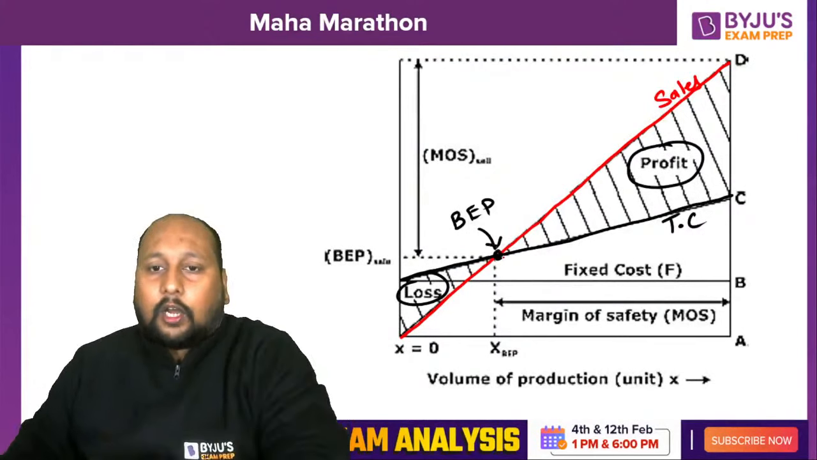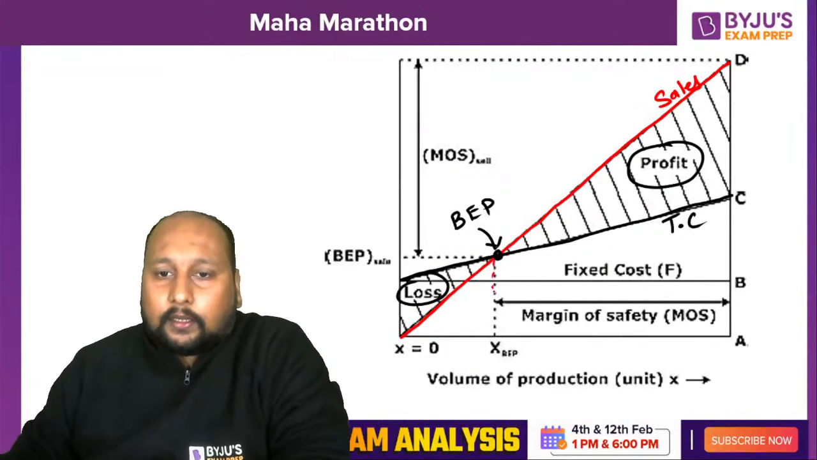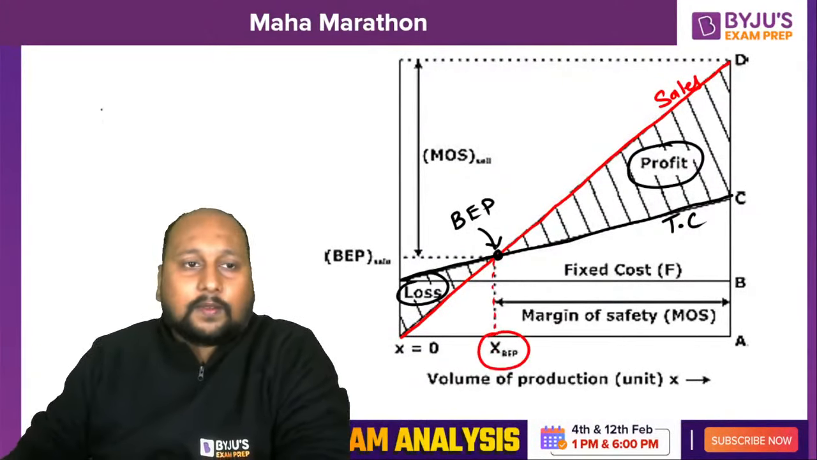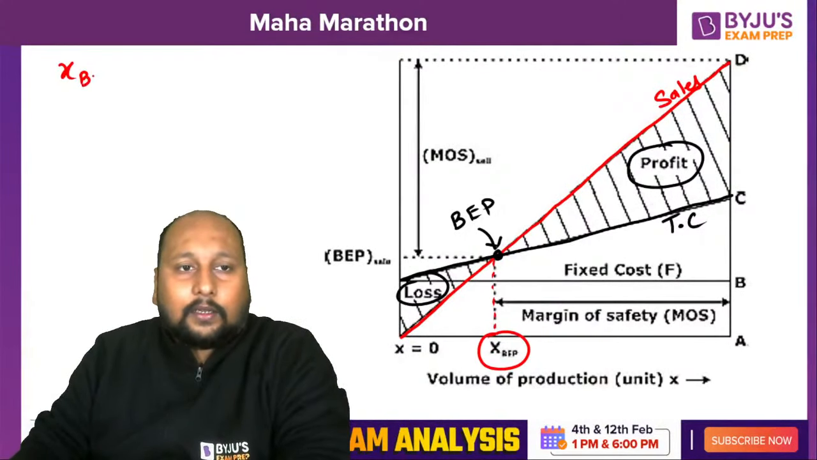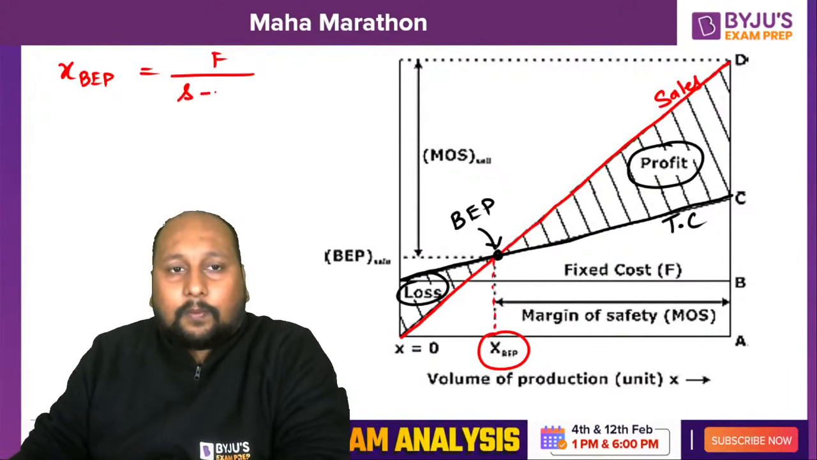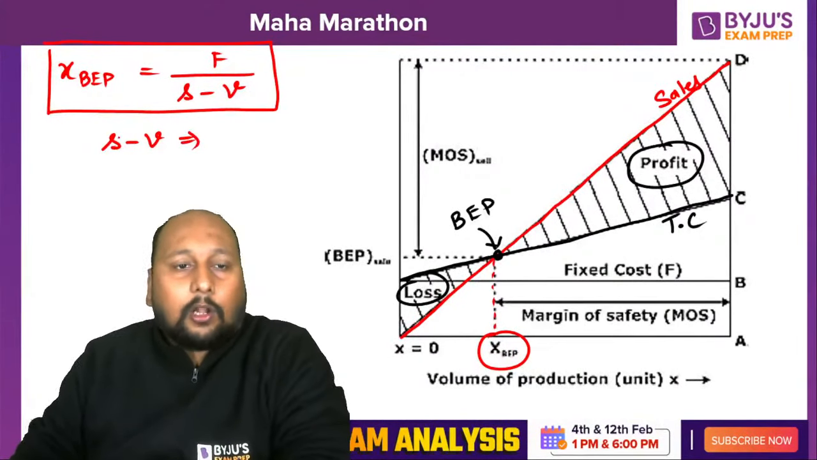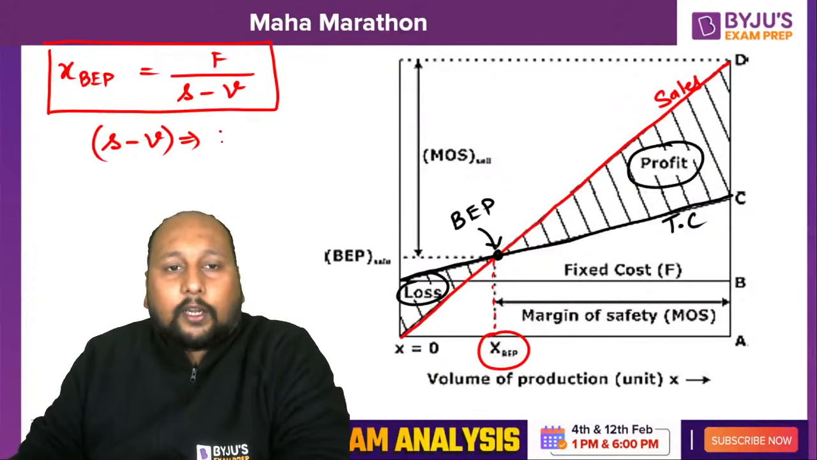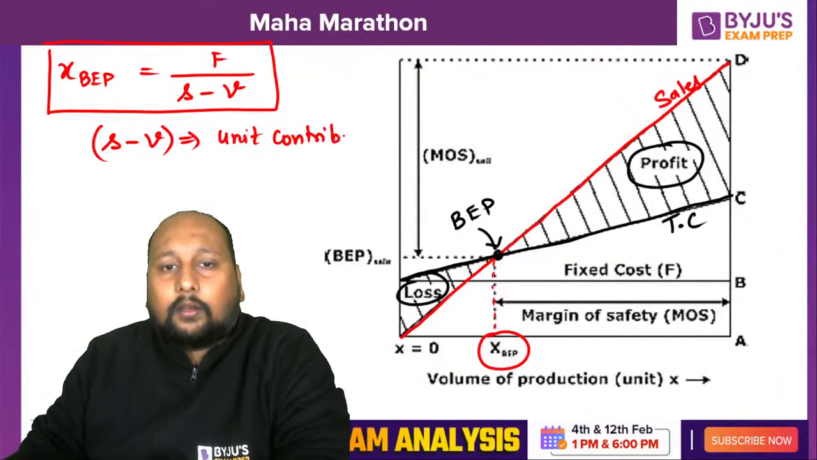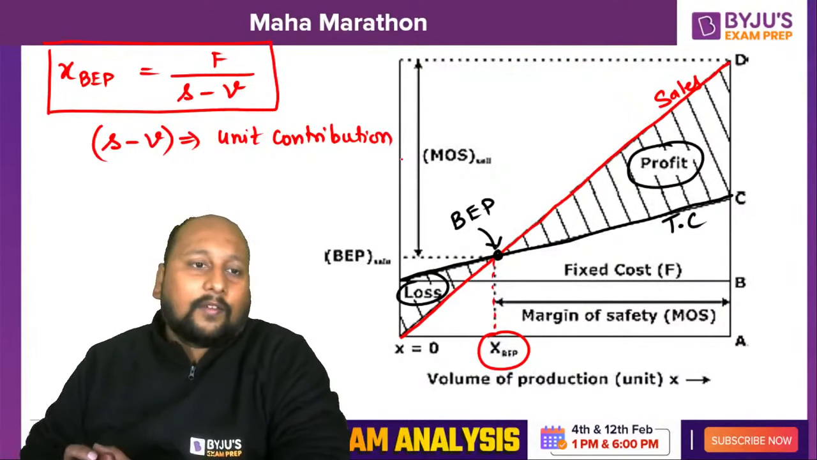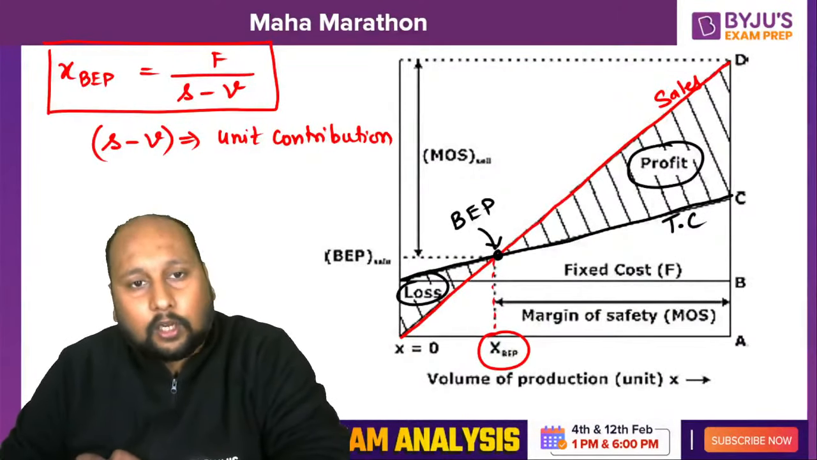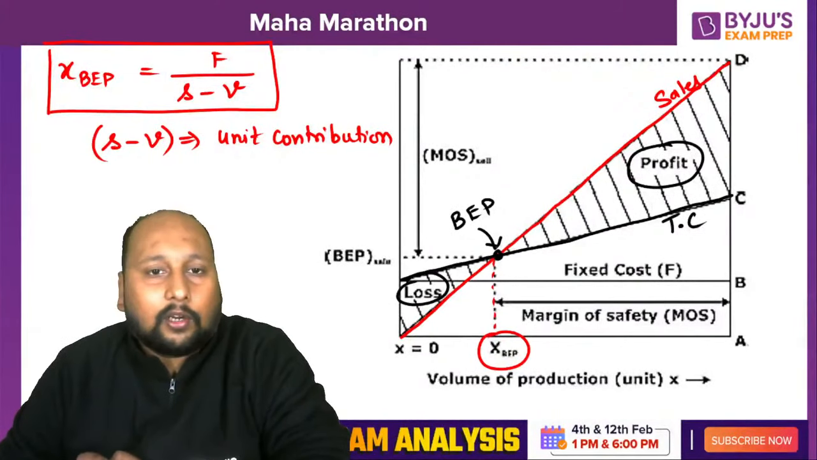Okay, fine. So now we can say that at this point, this is your XBP, and we can easily calculate XBP at break even point as F upon the selling price per unit minus the variable cost per unit, that is small s minus small v. This can also be written as unit contribution. The difference of the unit selling price minus the variable cost can be classified as the unit contribution.